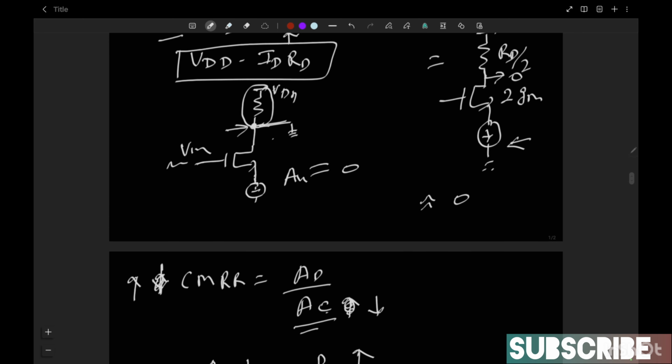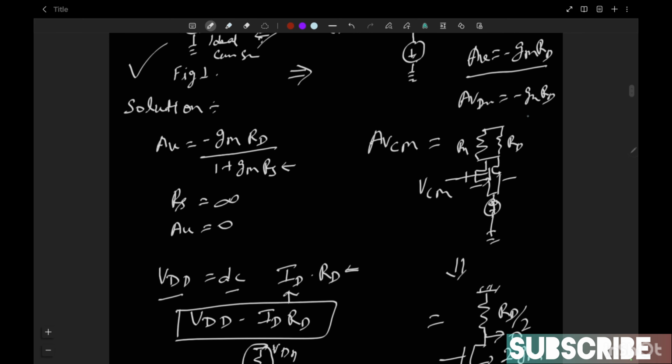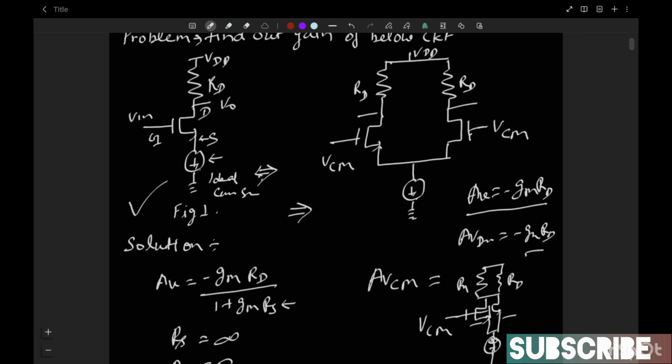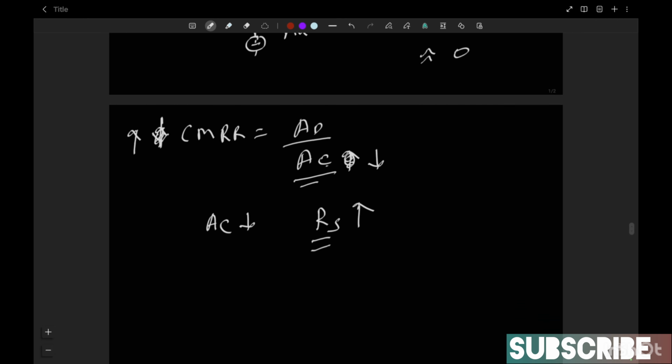So how does the differential gain come? Minus gm RD. For that we need to see the differential mode analysis, which we will see in another video. So here we can understand it like this.